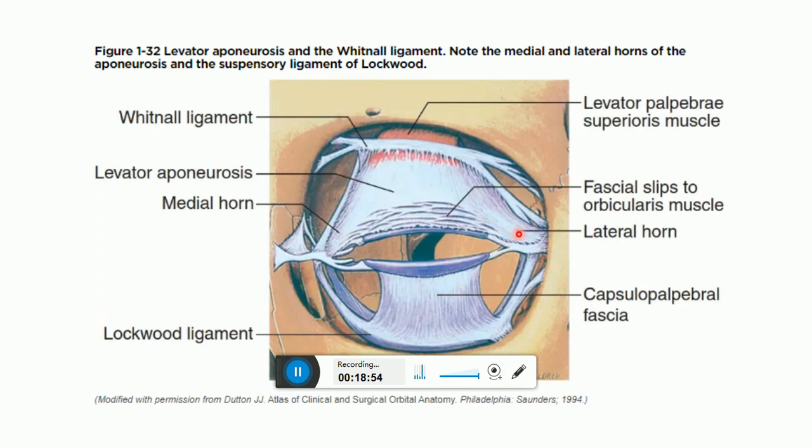The lateral horn of the aponeurosis divides the lacrimal gland into orbital and palpebral lobes and inserts at the lateral orbital tubercle. The medial horn inserts at the posterior lacrimal crest. Aponeurotic attachment also exists with the conjunctiva of the upper fornix and the orbital septum.